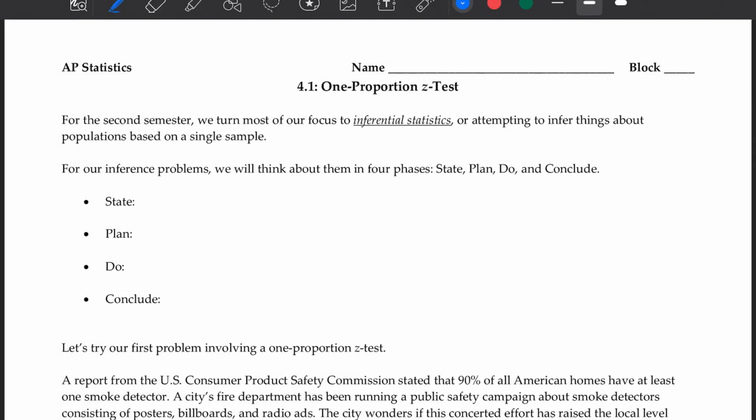Hello, statistics students, and welcome to the first video of the second semester, where we're going to talk about a hypothesis test, going through an entire hypothesis test, start to finish. We talked about little pieces at the end of the first semester. Now we're going to try to put it all together.